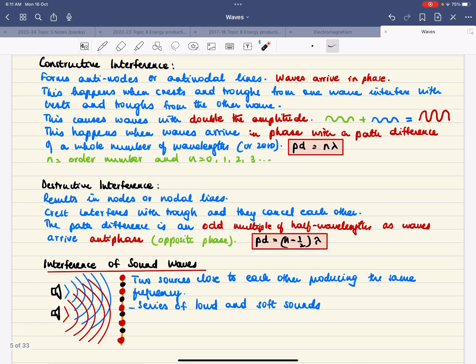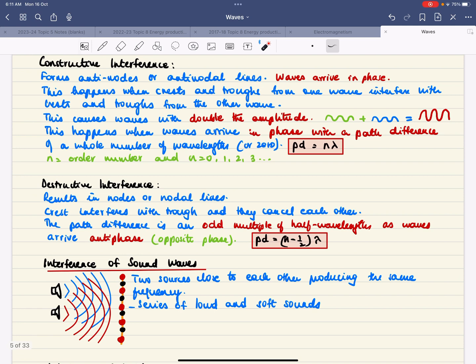So as opposed to that, what is destructive interference? They result in nodal lines. When a crest interferes with a trough, they cancel each other, and the path difference is an odd multiple of half wavelengths as the waves arrive in antiphase, or out of phase, or opposite phase, and the formula is path difference is (n − ½)λ.